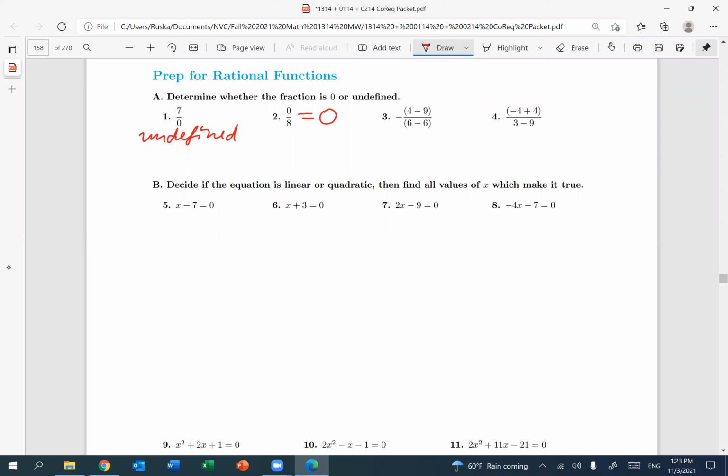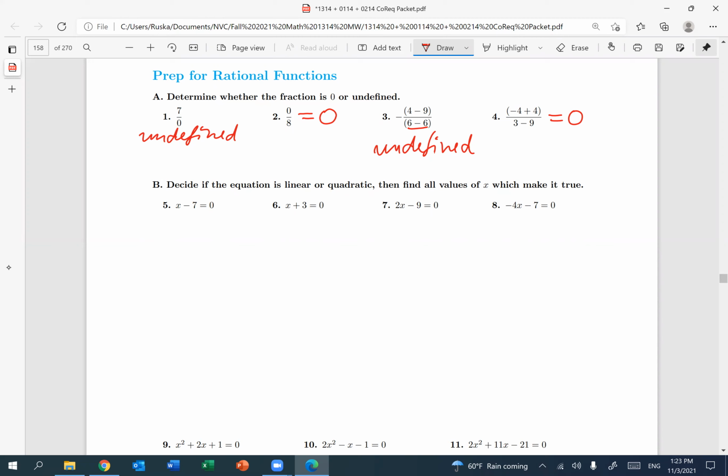Is it 0 or undefined? Number 3. Undefined. Good job, because 6 minus 6 is going to be 0, so this is undefined. And how about 4? It's going to be 0, yes, because negative 4 plus 4 is 0 in the top. If the 0 is in the top, it's okay, it's 0.